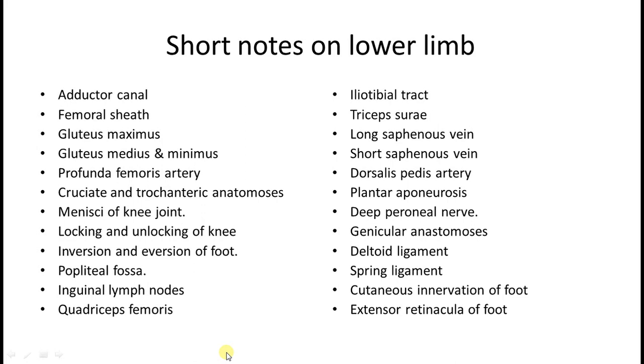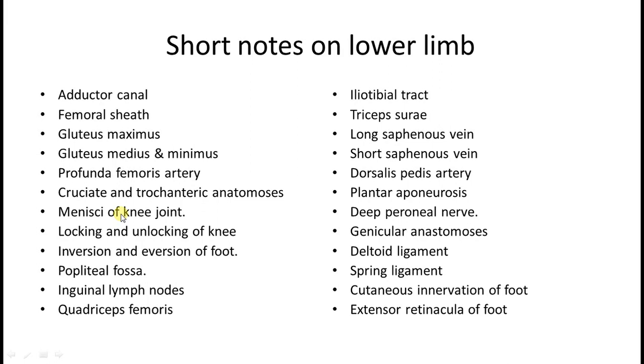So that means again you should not write so elaborately, just mention the boundaries and then just mention the contents and what forms the roof and floor. You need not elaborately describe how the contents are actually present with their relations and all those things. Femoral sheath, then gluteal, all 3 muscles are important. Gluteus maximus, medius and minimus for its action and clinical anatomy. Trendelenburg sign. Profunda femoris, cruciate and trochanteric anastomosis, menisci of knee joint, medial and lateral menisci.